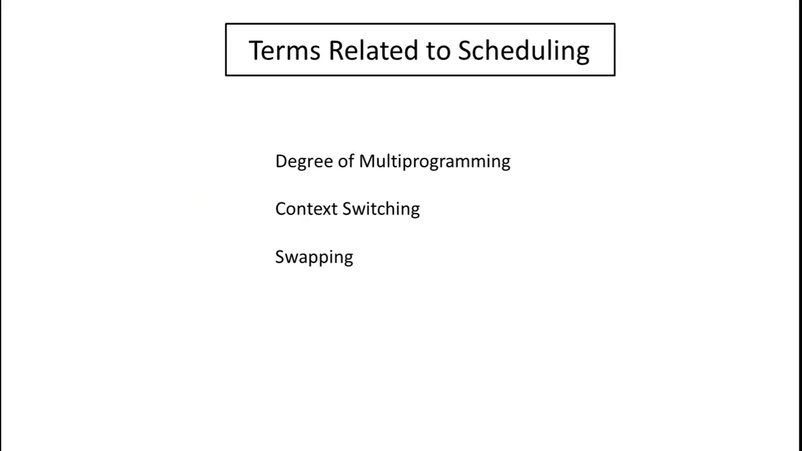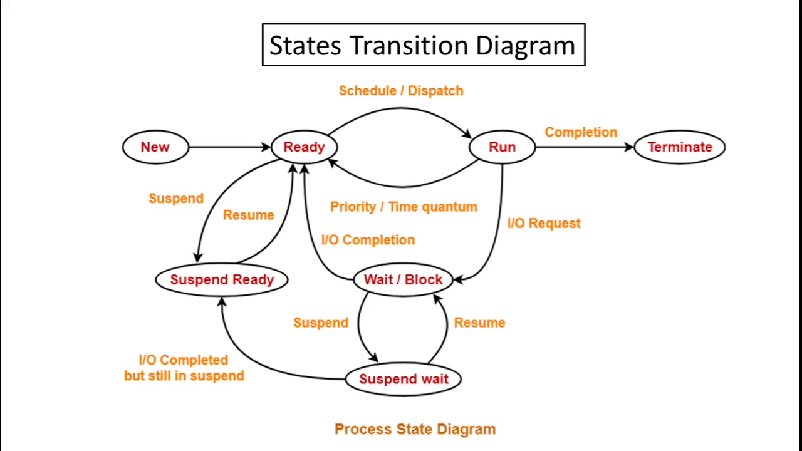The third term we will discuss is swapping. Whenever processes go from the waiting state to suspended wait, it means the medium-term scheduler is placing a process from the waiting state to suspended wait, so processes go from primary memory to secondary memory. And again, whenever processes are going to resume, they arrive from secondary memory to primary memory. This is known as swapping of processes.